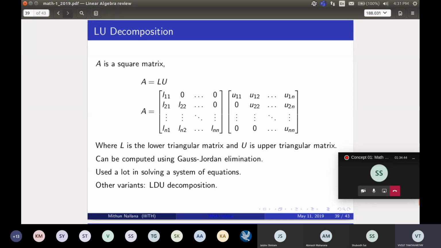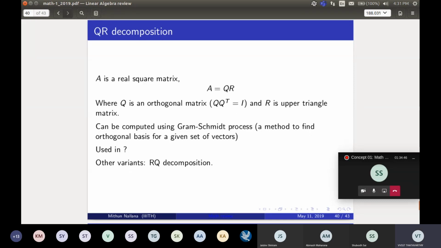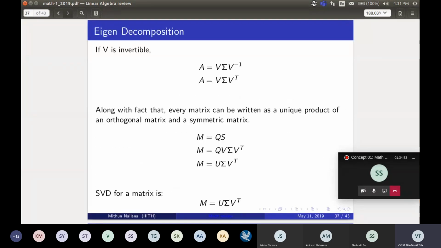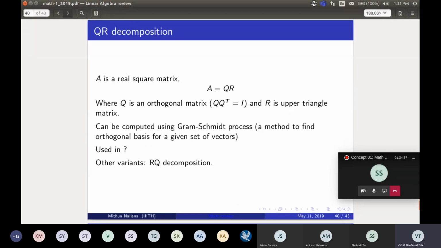And there are other variants like LU decomposition. Now we have already seen the variant of QR decomposition here. Q into S, where S is a symmetric matrix. If S is not a symmetric matrix and instead it is an upper triangular matrix, then you call it QR decomposition. This is a very important kind of decomposition which is used a lot in different applications.